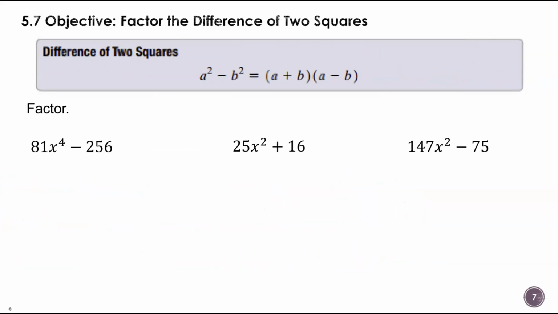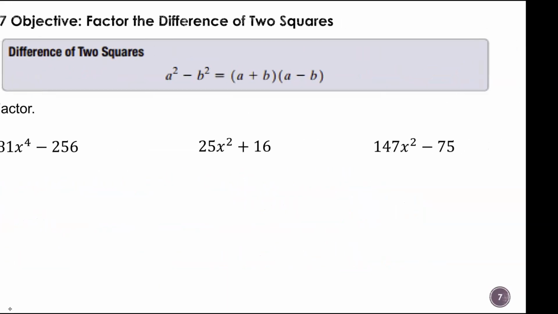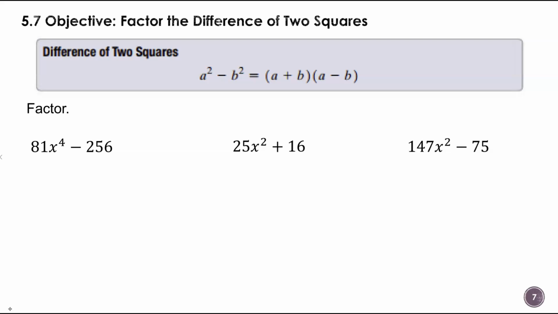All right, so here's our last few examples. This one's a pretty quick lesson. It looks like we might finish this in just one video, which is pretty short. Okay, so 81 and 256 are both perfect squares. Once again, you can always take the square root to check if you're not sure about that. So 81 x to the 4th, this would be 9x squared would be my a. And then my b would be 16.